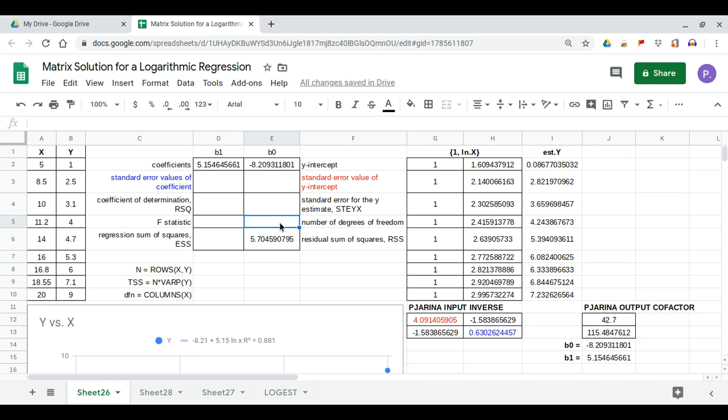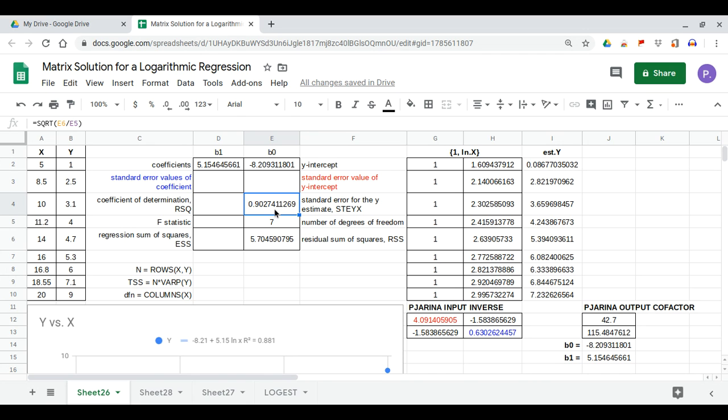Next, we calculate the degree of freedom of the denominator, which is rows of the dataset range minus columns of the dataset range. You have 7. Now we can calculate the Syx, or the standard error of estimate, which is equal to the square root of RSS divided by the degree of freedom of the denominator.